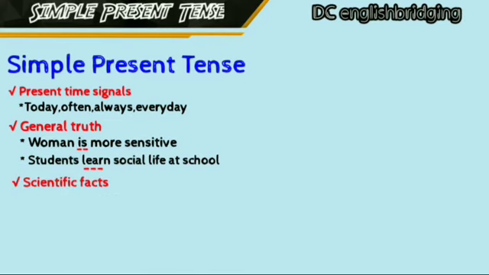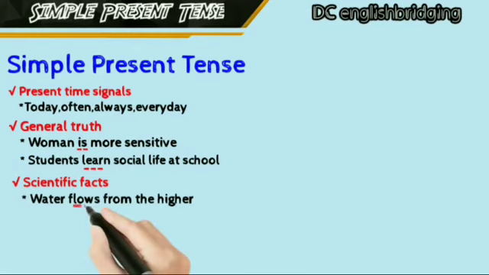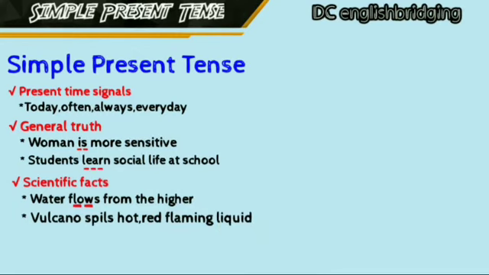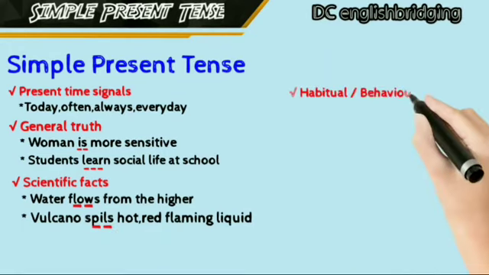The third is scientific fact. So it is about science. Like the water flows from the higher. That's the truth. Flows should be in the present form, verb 1. Volcano spills hot red flaming liquid. That is the truth too, because a volcano spills it. So we have to use verb 1.